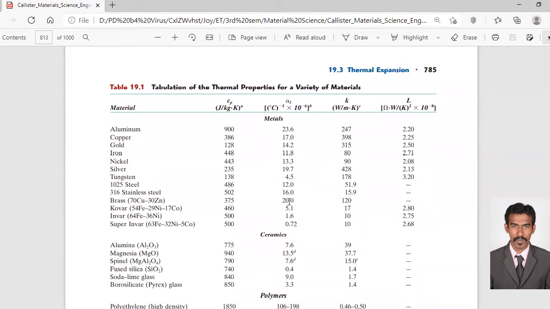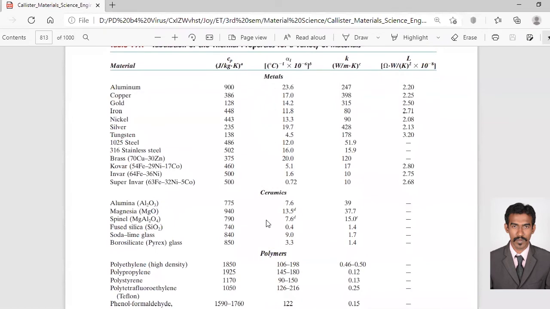All right. When you compare these metals with the ceramics and polymers, right? In ceramics you see here the heat capacity is almost in the same range, right? 700, 900, 700, 700, 800, 800, right? So silica, spinel, magnesia, alumina, soda lime, borosilicate, while their thermal expansion coefficient is very low. Very low in the sense compared to these metals. So alumina is 7.6, magnesia 13.5, right? And 9. All right.